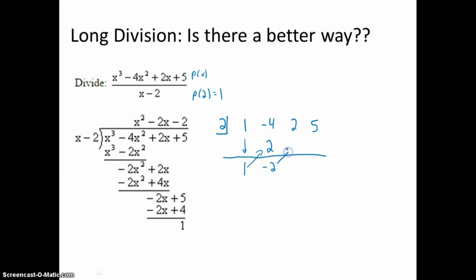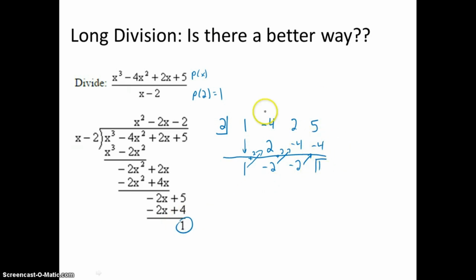Now I'm going to multiply by 2 again. Every time I go up here, I'm going to multiply by 2. So negative 2 times 2 is negative 4. I'm going to add that to 2, which gives me negative 2 again. Now I'm going to multiply by 2 one more time: negative 4 again, and that gives me 1. Well, hey, check that out. That's my remainder. So 1's my remainder.